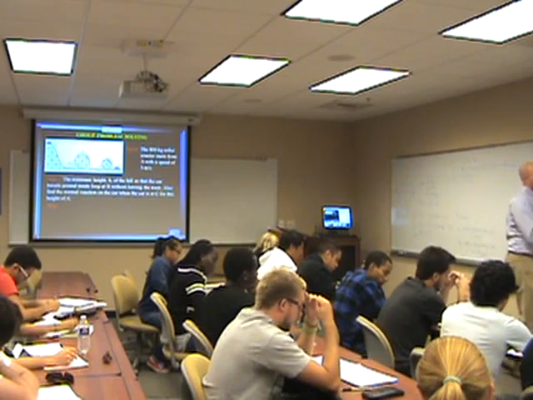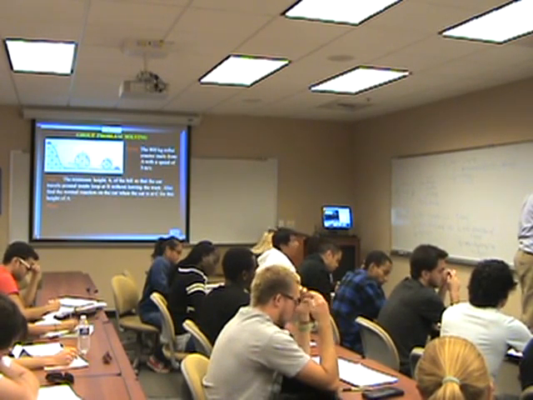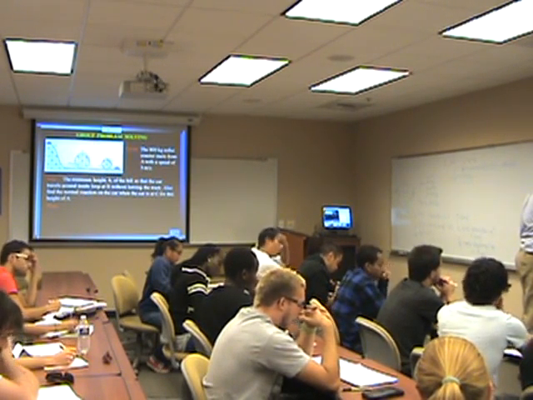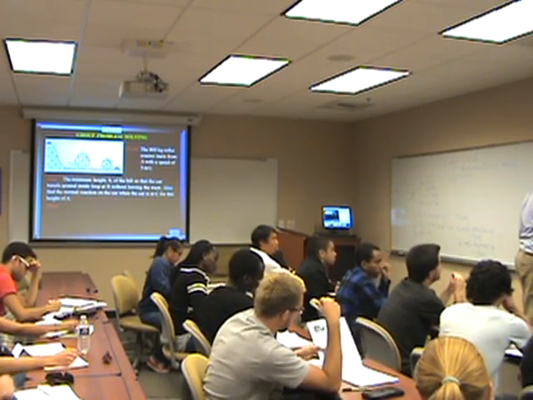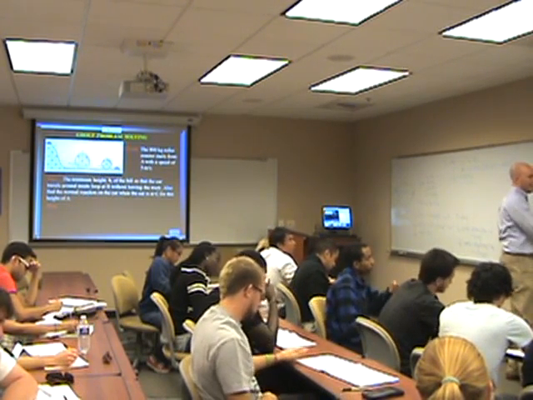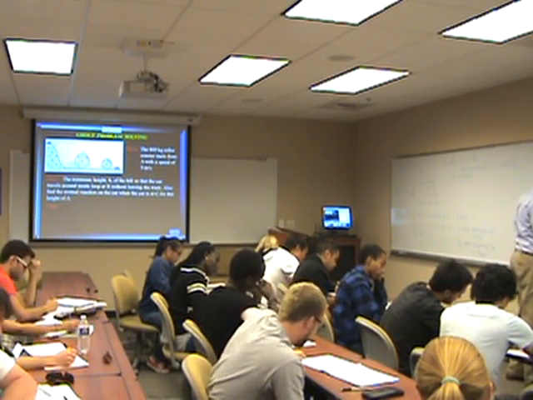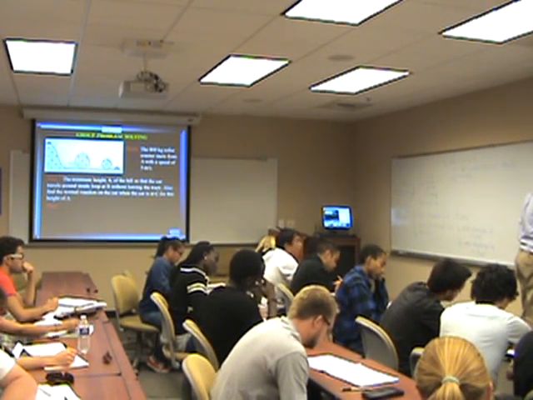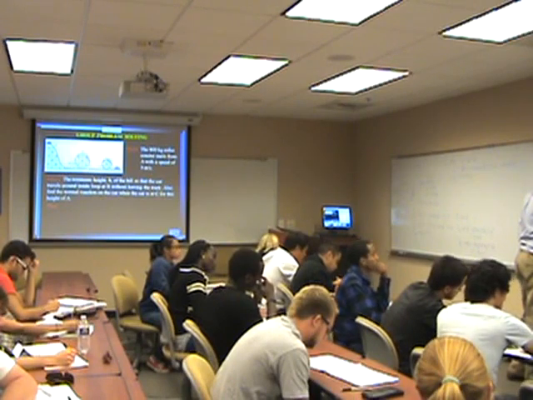And g is 9.81 meters per second squared. So our velocity at B is 9.905 meters per second.